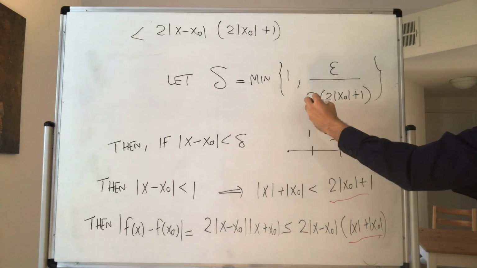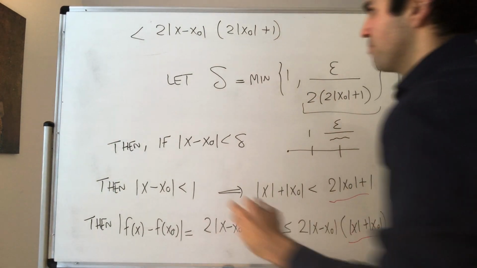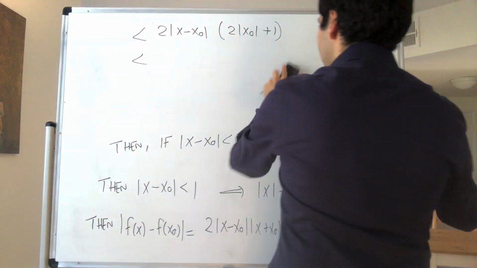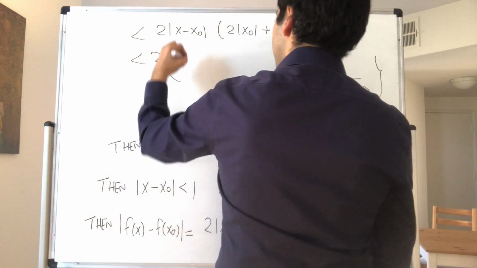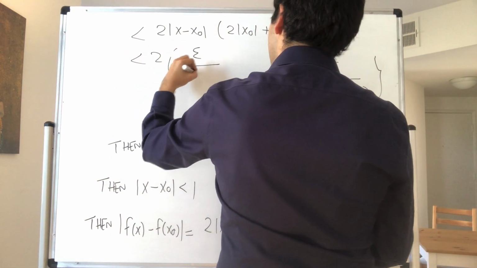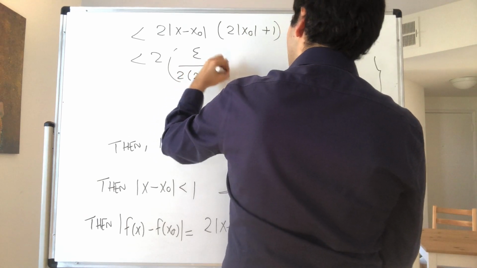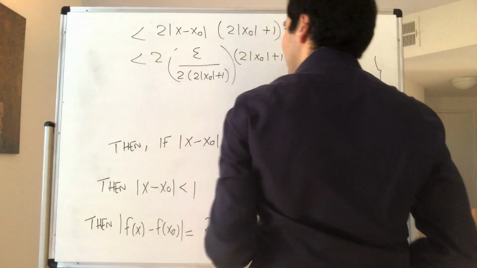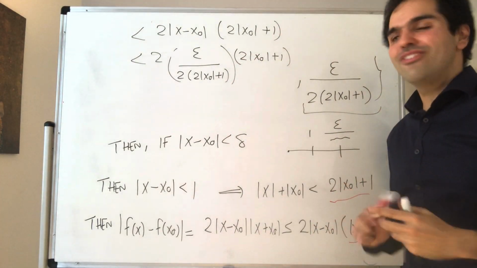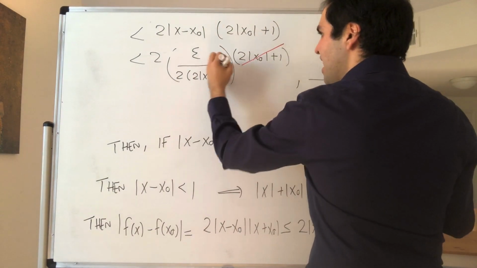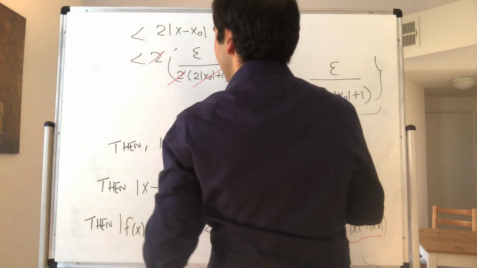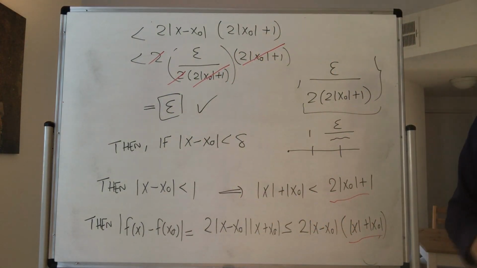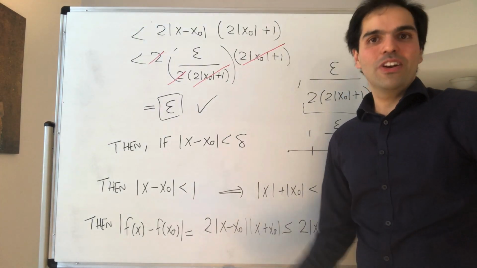And now use the fact that delta is smaller than this. So absolute value of x minus x naught then becomes smaller than 2 times this thing, epsilon over 2 times absolute value of x naught plus 1, and then 2 times absolute value of x naught plus 1, and then lo and behold, this is a beautiful thing about epsilon delta proofs. This cancels out, and you're left with epsilon. The epsilon of victory, and therefore we are done with this proof.